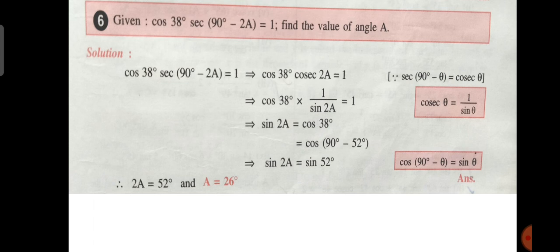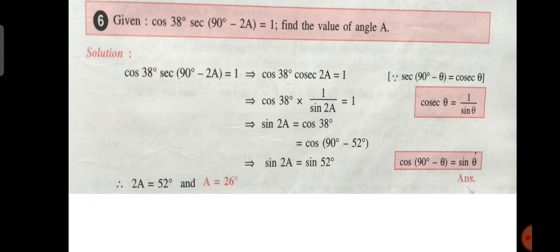Then cosec 2A is 1 by sine 2A because cosec is the reciprocal of sine. Okay, so it is cos 38 by sine 2A is equal to 1, and sine 2A is cos 38 degree. What is cos 38 degree? It is sine of 90 minus 38, that is sine 52 degree. So sine 2A is sine 52. That is, 2A is 52 and A is 26 degrees.